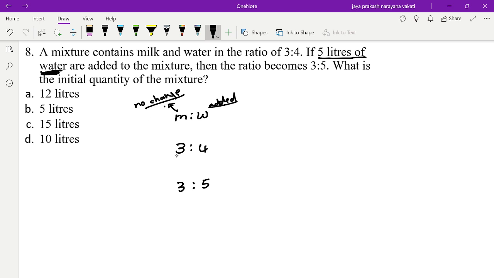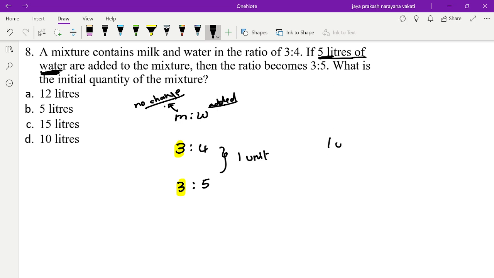And luckily in our problem, the part of milk is 3 in the first ratio and 3 in the second ratio. That means the milk has not changed. Only water has changed. How many units? 1 unit has been changed. That's it. And we know that is nothing but what? How many liters?